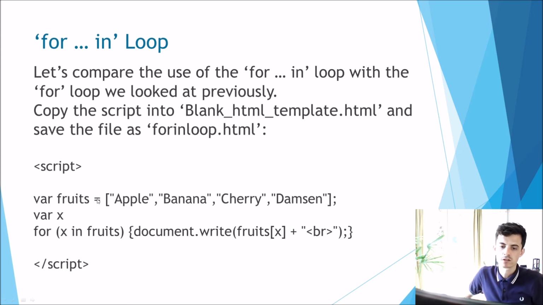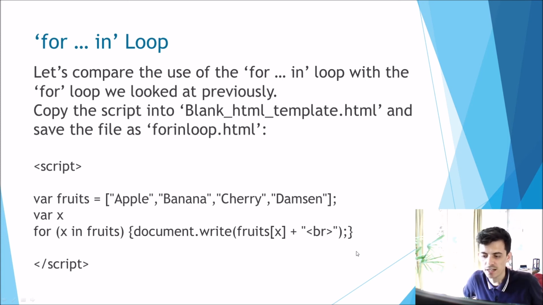So what we've got here is variable fruits equals apple, banana, cherry and damson. Again, whatever the hell that is. Variable x, we've created the variable x. For x in fruits, so what that means is start the counter at 0 and continue going until you match the number of items in fruits, which is 4. So let's start at 0. Document.write fruits at position x, or 0. So it outputs apple first.